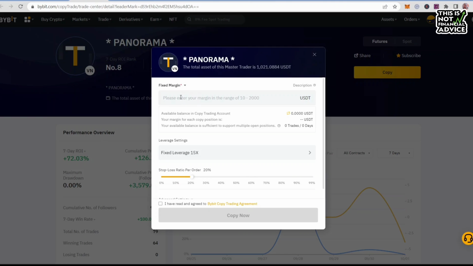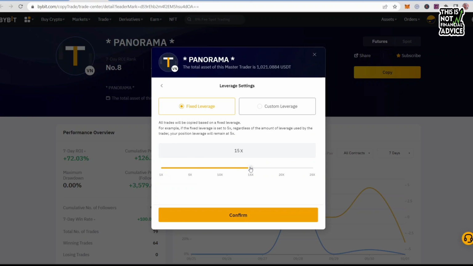So from this sub menu, you'll be able to see this option that says enter your margin in the range of $10 to $2,000. This is the option whereby you just have to input the amount that you want to trade with. And below it, you'll be able to see this leverage setting, and I would suggest that you don't use more than 10x leverage, you understand.